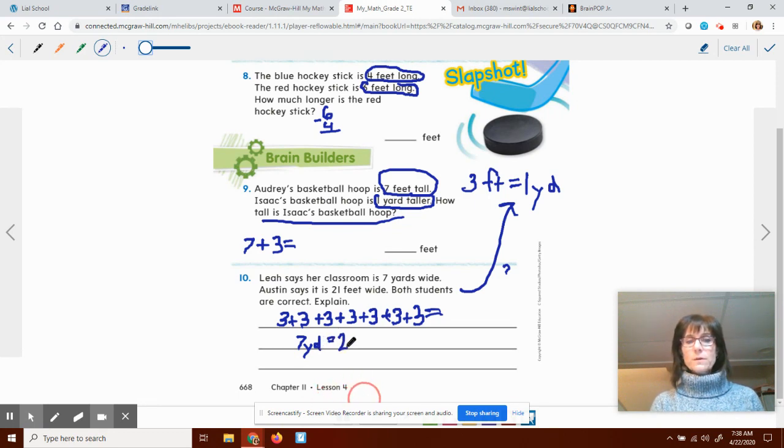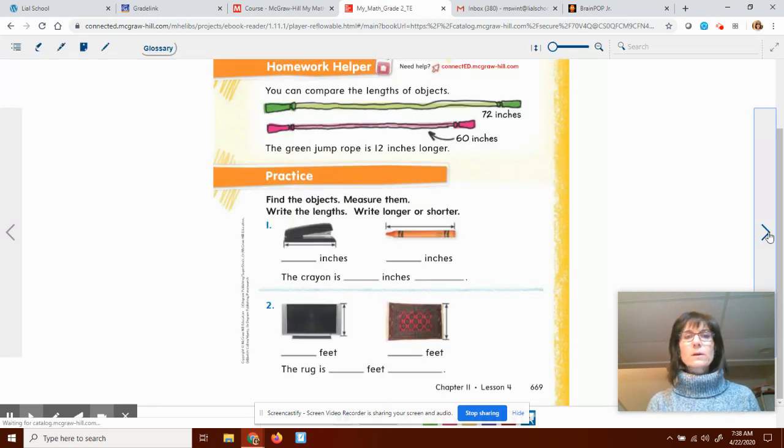Now, just for kicks and giggles, let's try something. We are done with that lesson, and let me just take a peek at our homework real quick. Find the objects, measure them, write the lengths. My friends, I'm going to give you some lengths right now, so again, you don't have to drive your parents crazy.